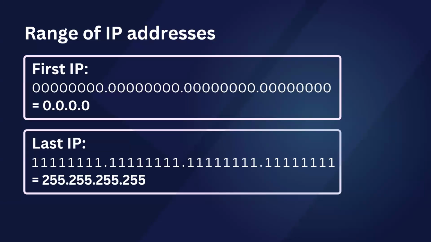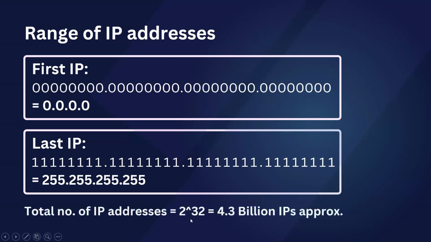255.255.255.255. And if I have to calculate how many IPs there are in total, each bit has two possibilities, right? 0 or 1. There are 32 bits in total, and each bit has two possibilities. So 2 into 2 into 2, 32 times, which is 2 raised to the power of 32. When you calculate that, you get approximately 4.3 billion IP addresses.